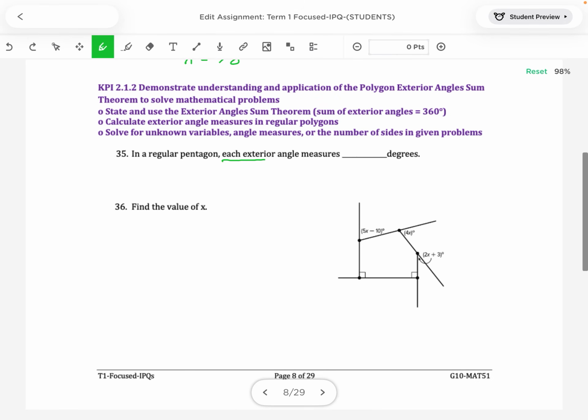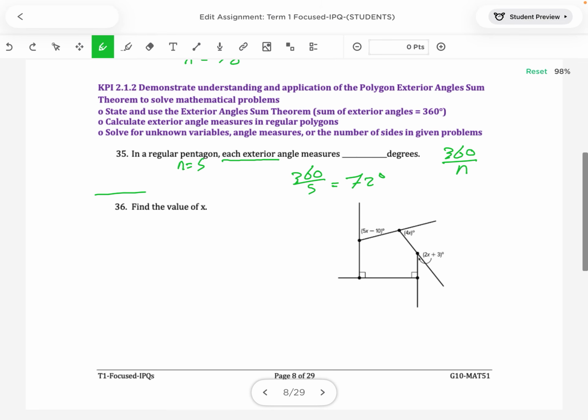Exterior angle, one exterior angle, so the rule will be 360 over n. Pentagon number of sides is 5, so 360 over 5. 360 divided by 5, which is 72 degrees.